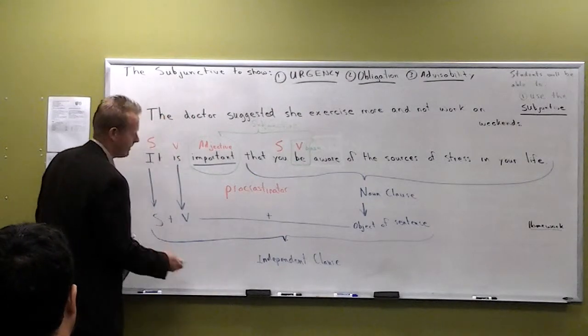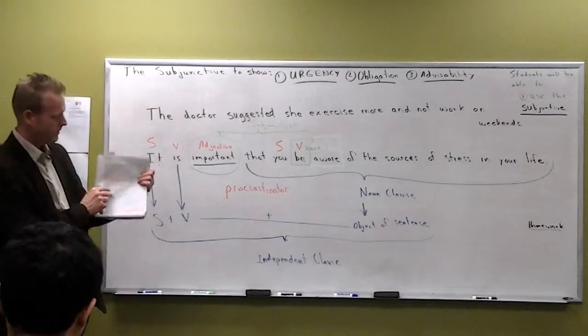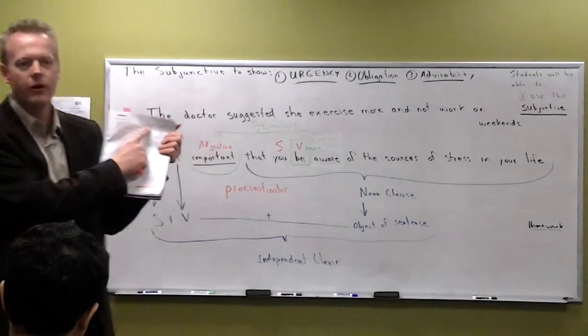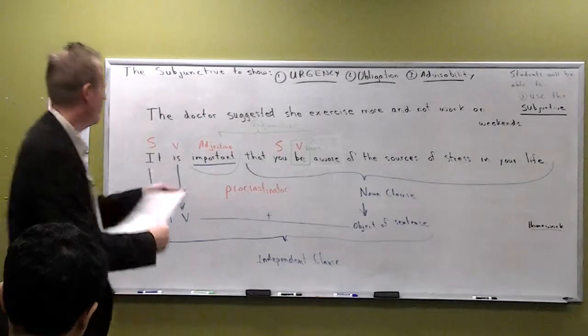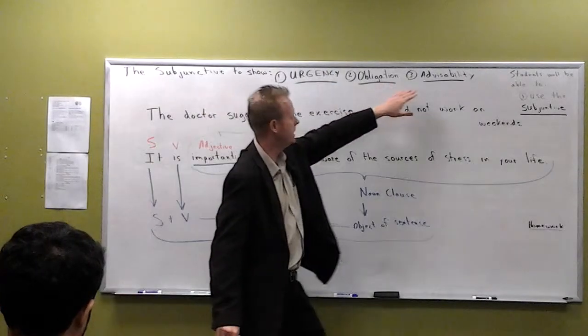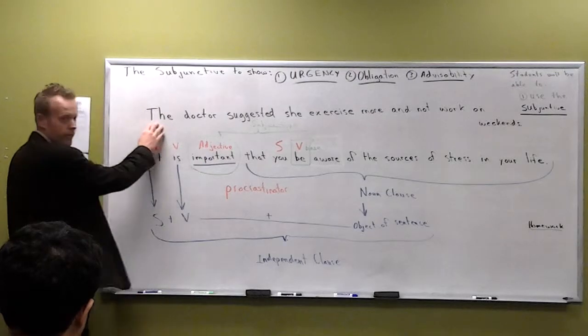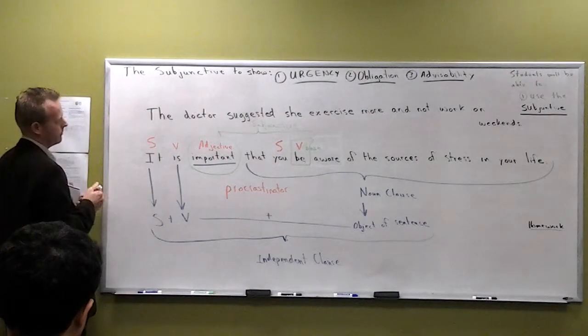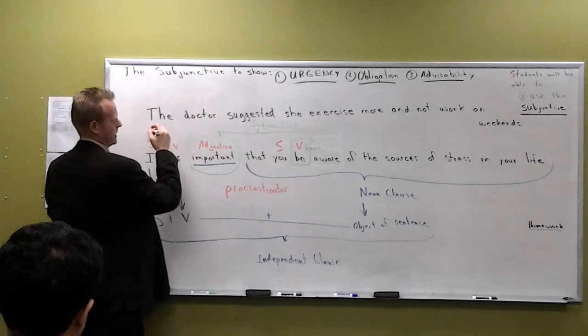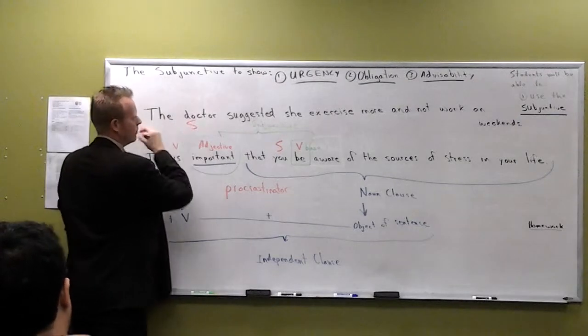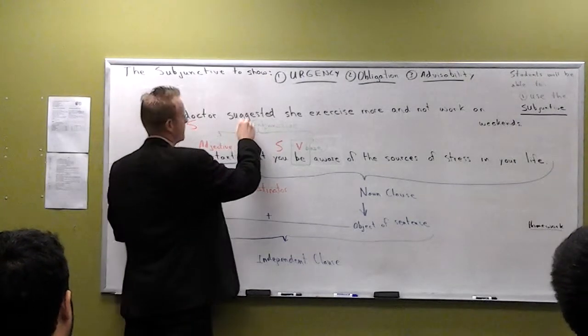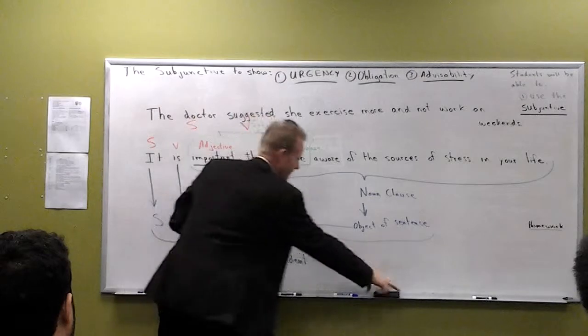Notice in the little graph, right here, there are also verbs that show urgency, obligation, and advisability. So notice I have an example up here. Where's the subject? Good. Where's the verb? Suggest. There's the verb.